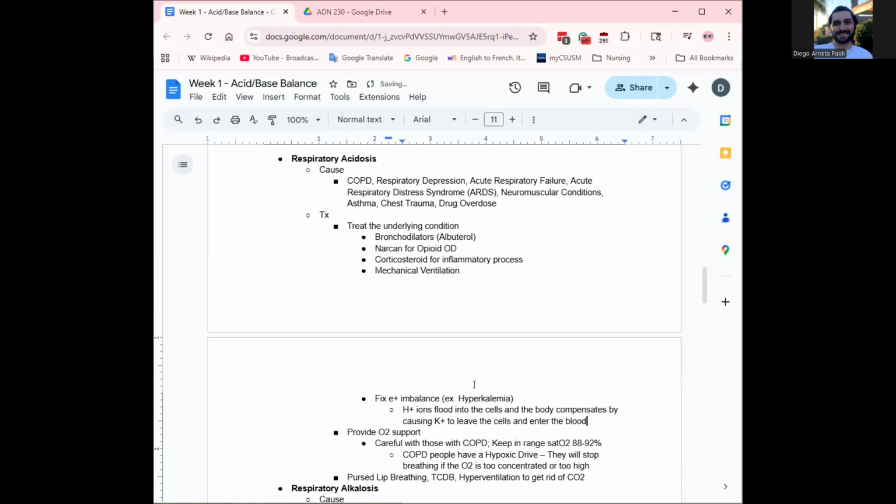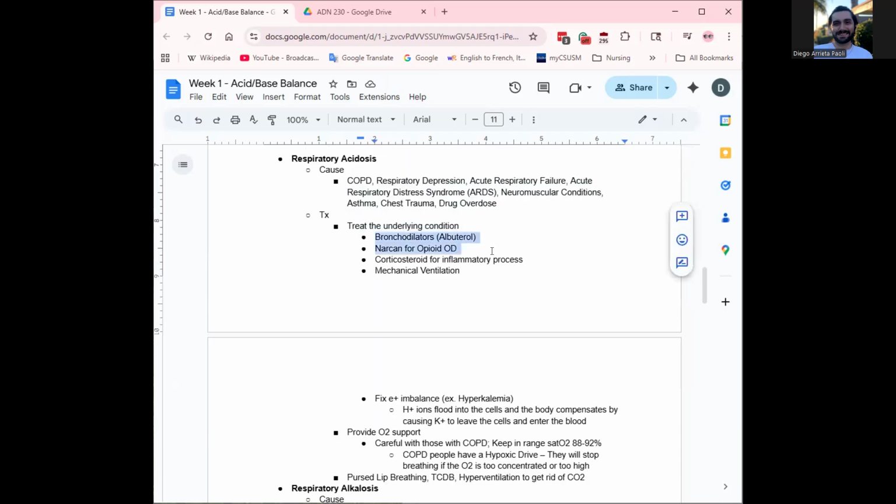So you will see that some of these acid base imbalances also lead to some electrolyte imbalances as well. Okay, but that's pretty much the main thing here. The main thing is just knowing your causes. You guys were very good and quick on that, and then treating the underlying condition like you guys mentioned.